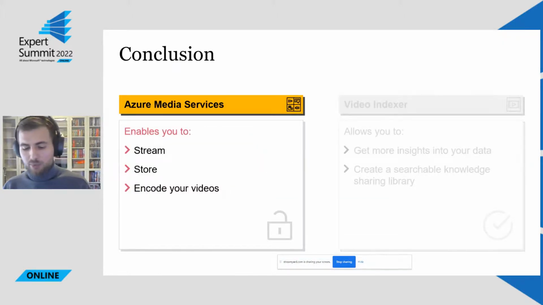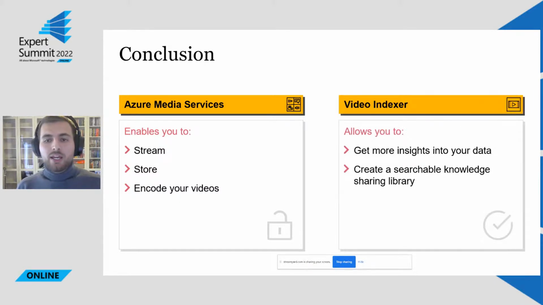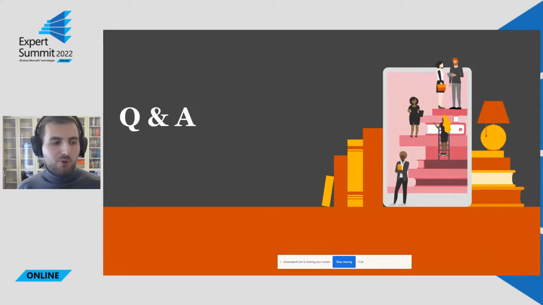And to sum it up, I want to say that Azure Media Services and Video Indexer are great tools that you can use to complement each other to create powerful solutions. Azure Media Services is great to stream your data, to create live events, to store your assets so that you don't have to use them in another provider. And it also allows you to encode your videos to basically extend your viewership. And Video Indexer is great to get more insights into your data and allows you to create a library to search your data through.